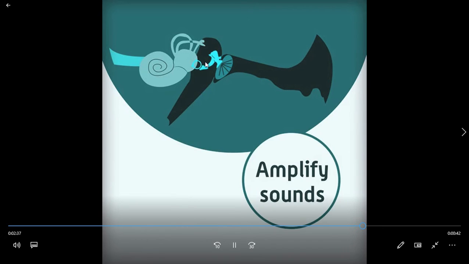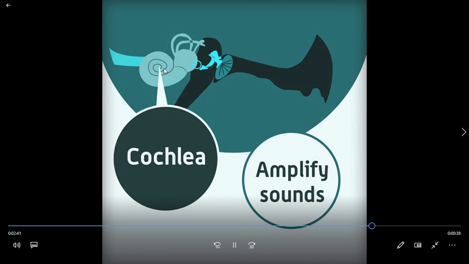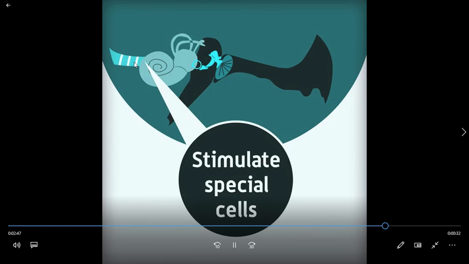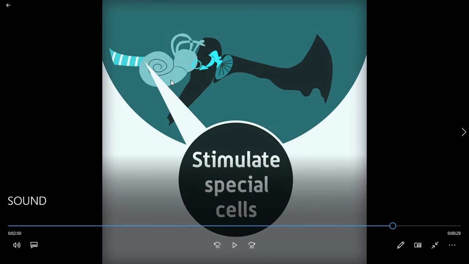These bones help to amplify quiet sounds and pass on the vibrations to the cochlea, a thin coiled tube filled with liquid. Finally, as this liquid starts to vibrate, it stimulates special cells, causing them to send a signal to the brain. Hope you understand how our ears work.